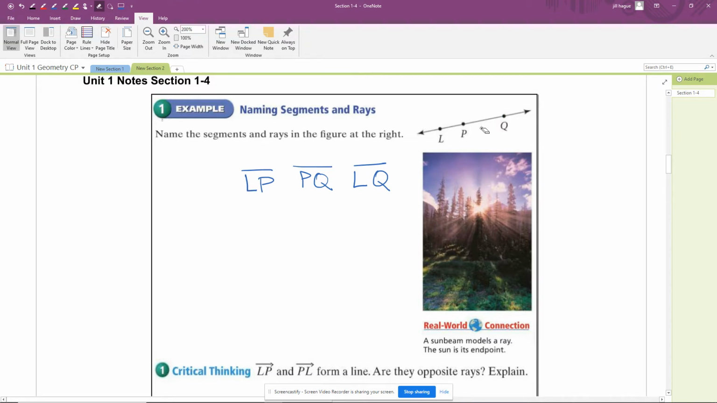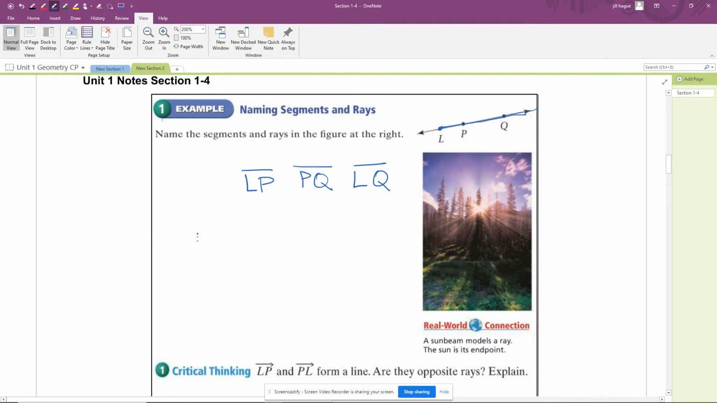I am going to show you what the rays look like. Remember, a ray starts at an endpoint. So we have ray LP, which would go here and go this way. We have ray LQ, which would start here and go this way. Then we have ray PL, which would start here and go this way. And we have ray QL, which would start here and go this way.